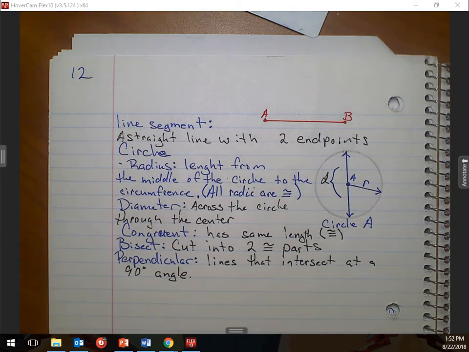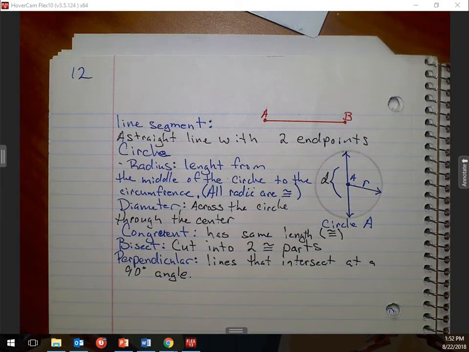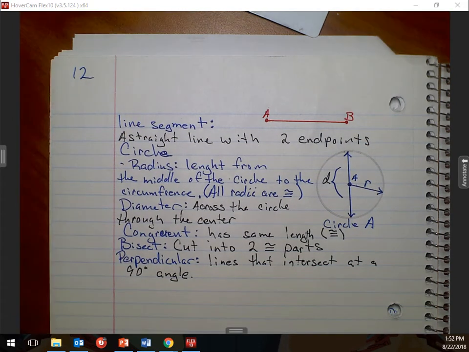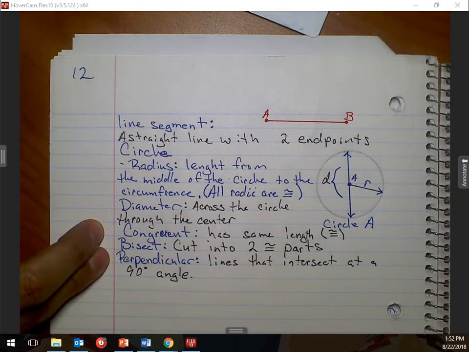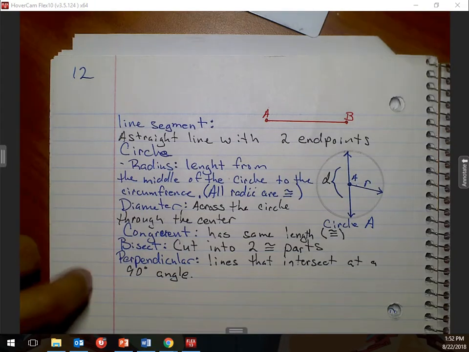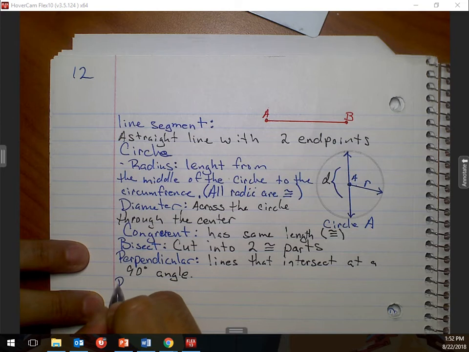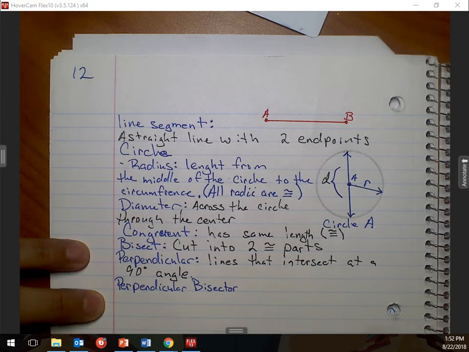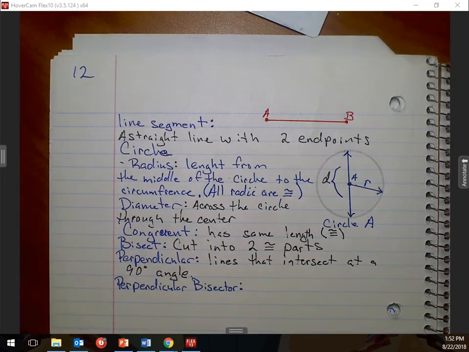Okay, we don't have a picture for this one yet, but this next one is going to have it. Now, we took care of bisect, we took care of perpendicular. What do you think our next one should be? How about perpendicular bisector? It's the one that we actually constructed the other day. So we're going to do perpendicular bisector, and we're going to draw one now.